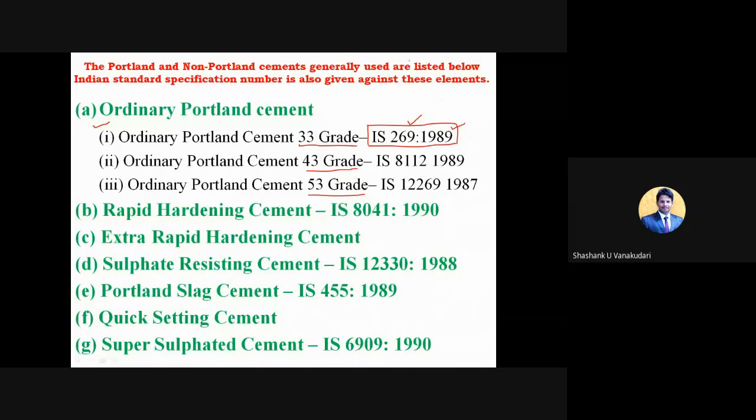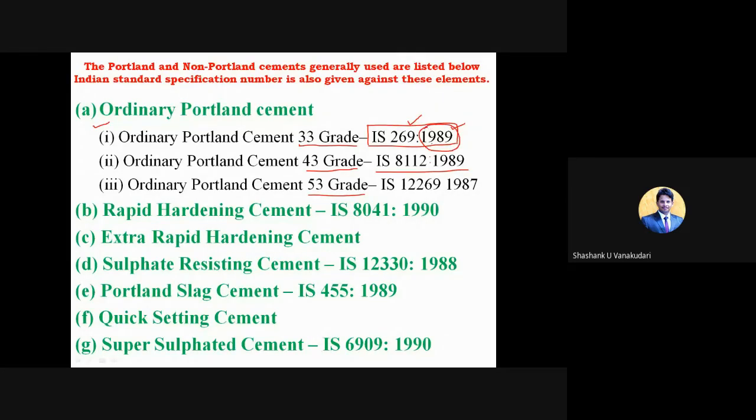And here ordinary Portland cement with 43 grade has the next code book number, that is IS 8112 1989. This 1989 is nothing but the year of publication of this IS code book.